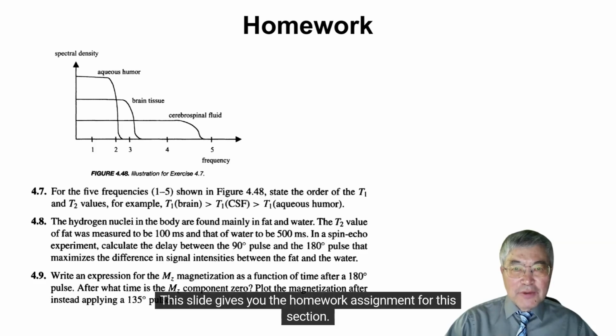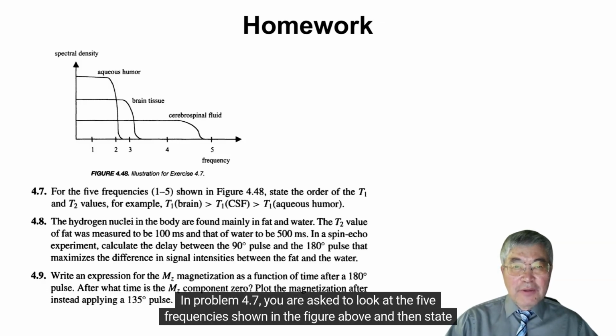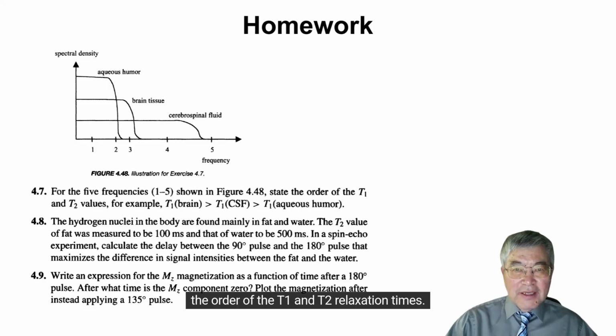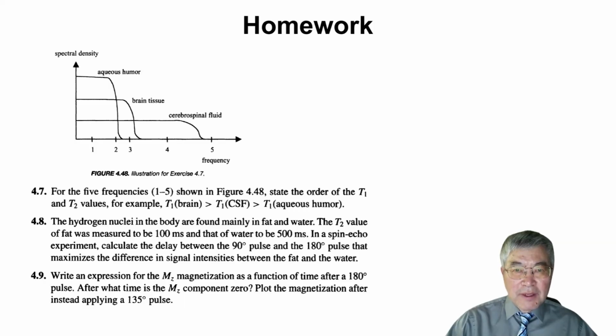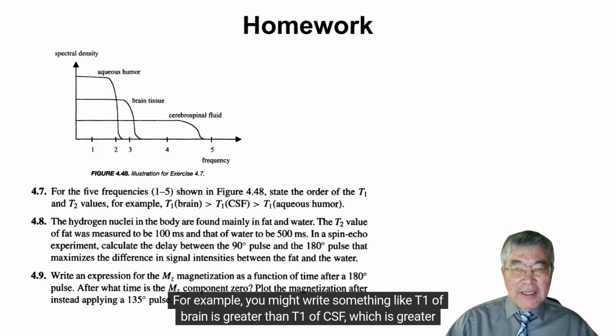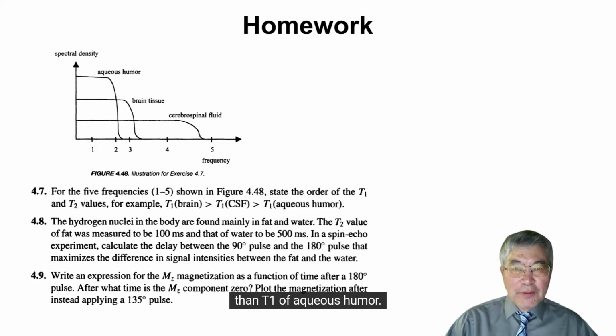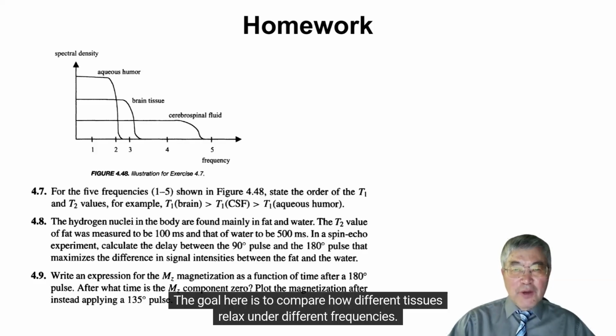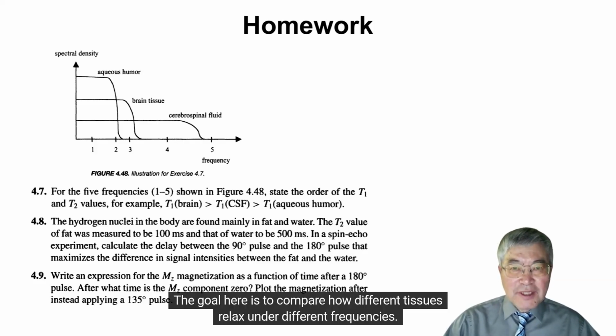This slide gives you the homework assignment for this section. You can see that it has 3 problems numbered 4.7 through 4.9. In problem 4.7, you are asked to look at the 5 frequencies shown in the figure above and then state the order of the T1 and T2 relaxation times. For example, you might write something like T1 of brain is greater than T1 of CSF, which is greater than T1 of aqueous humor. The goal here is to compare how different tissues relax under different frequencies.